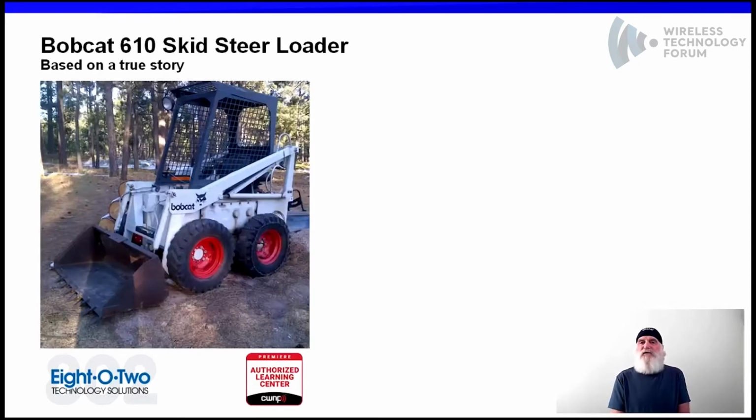This Bobcat 610 skid steer loader example is based on a true story. This happens to be my Bobcat 610 skid steer loader. So one time I was going to use my loader and I was going to move some rocks on my property. I got the key and went to start it up. I put the key in, turned the key, no start. Just no start or crank, as a matter of fact. Just a clunk sound when the key was turned.